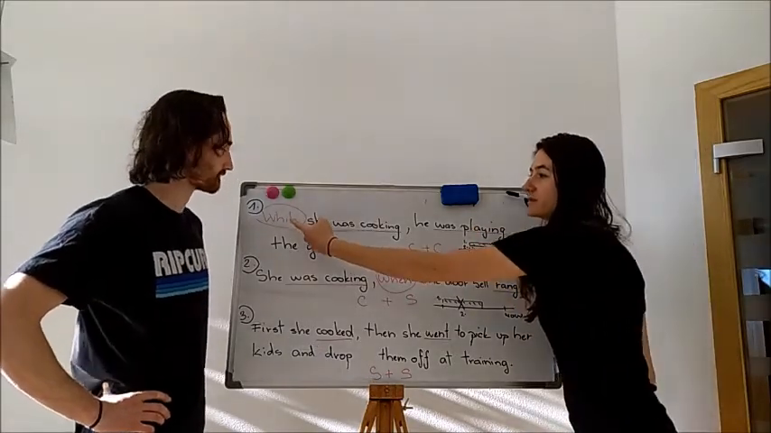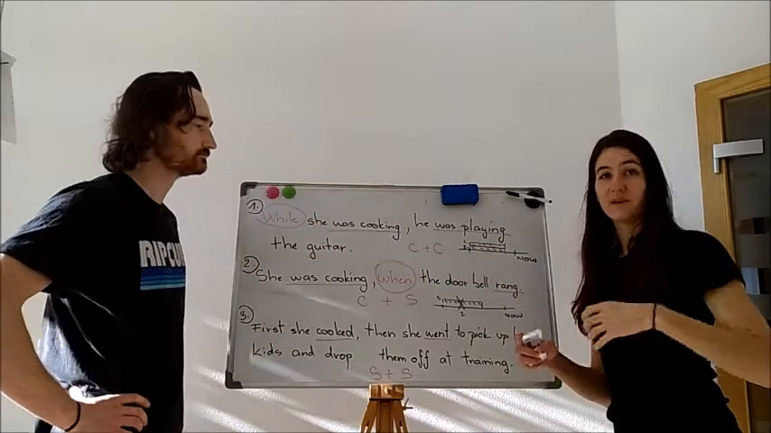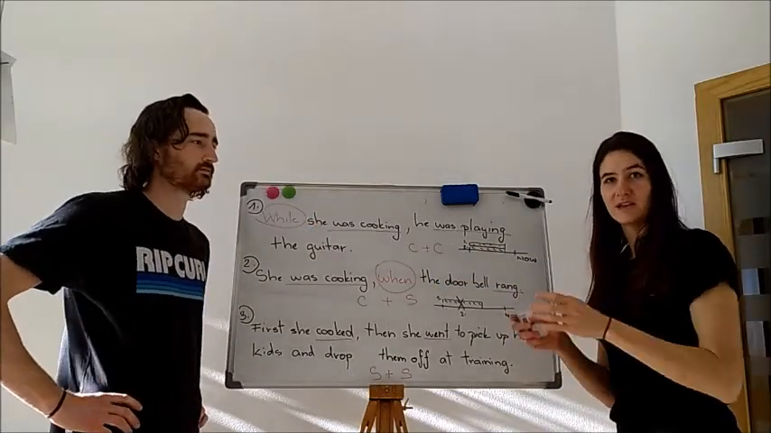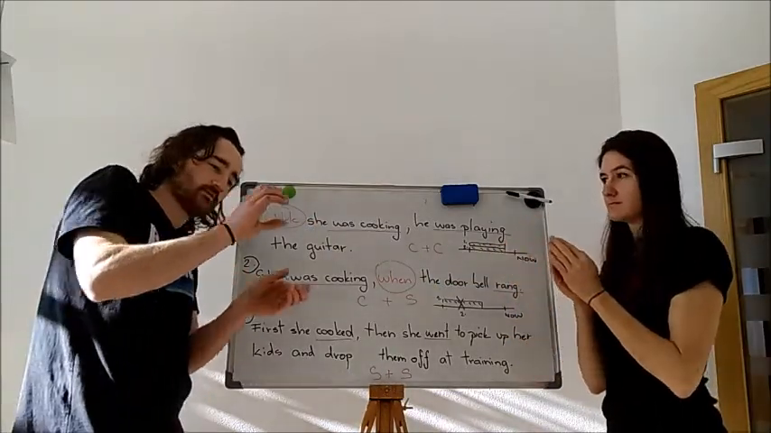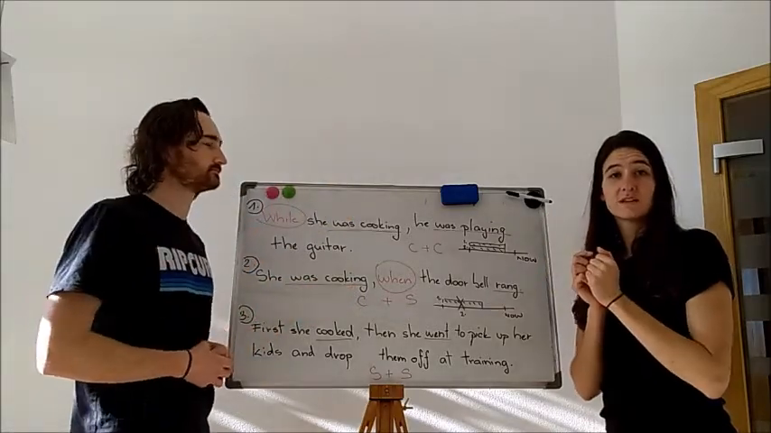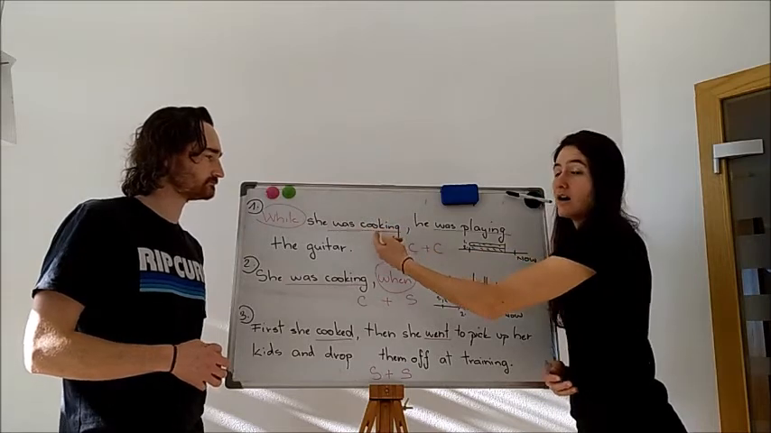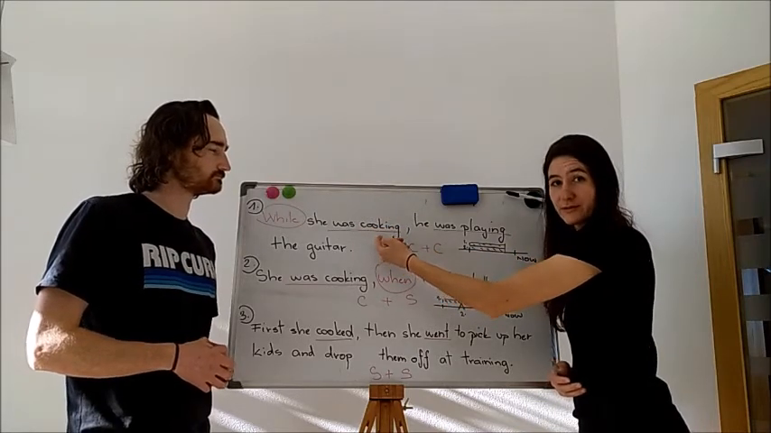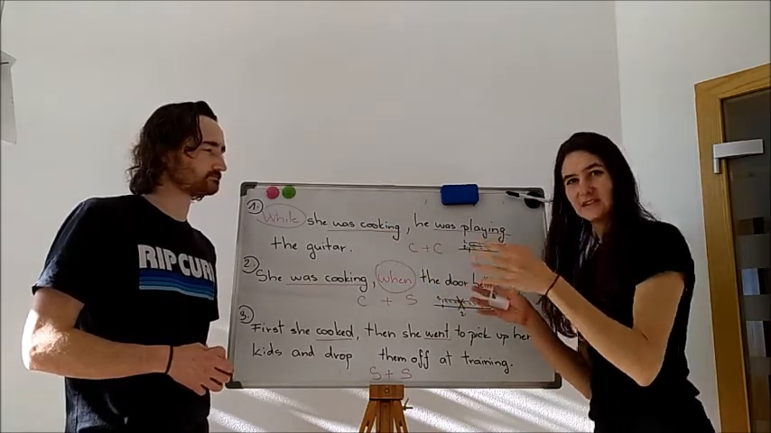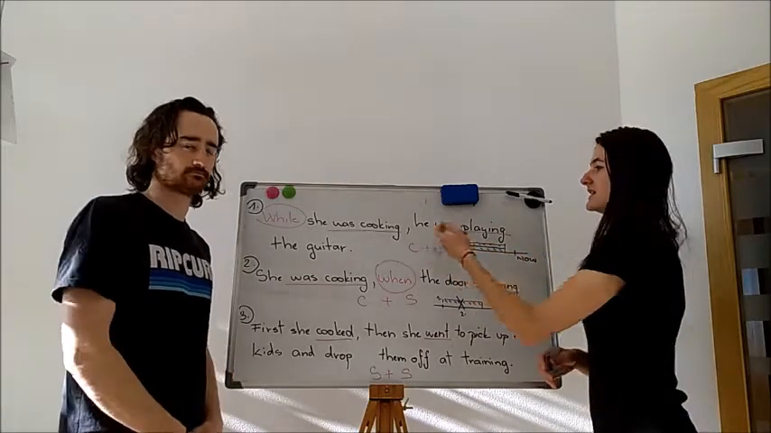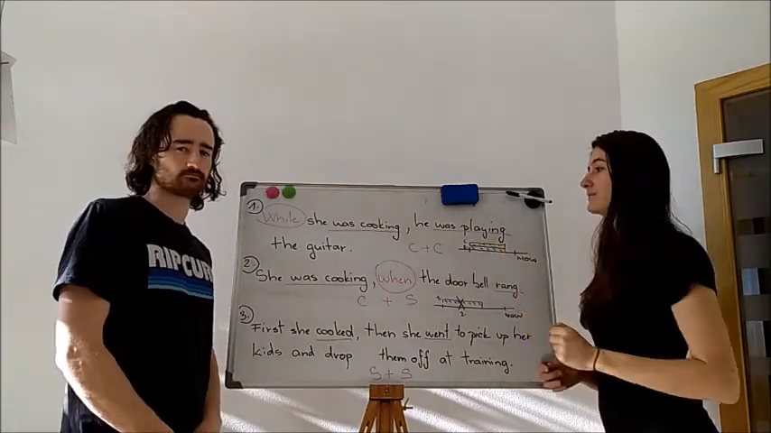Yeah? So while she was cooking, he was playing the guitar. Usually if you have the word while, it's linked with the past continuous. Yeah? Two things happening at the same time. Yes. Yeah? So after while is usually the continuous form because it's an activity in progress. Yeah? And then it depends what you use in here.